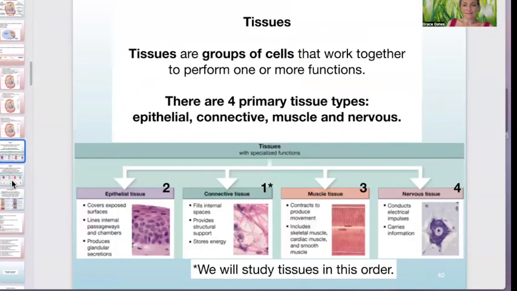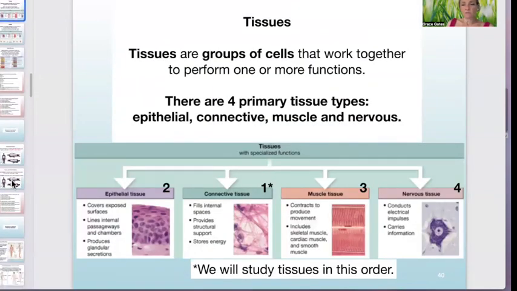So let's move on to tissues. Tissues are groups of cells that work together to perform one or more functions. And there are four primary tissue types. We will really be focused on learning the primary tissue types in multiple lectures. So first we learn about connective tissue, then about epithelial tissue, then about muscle tissue, and then about nervous tissue.